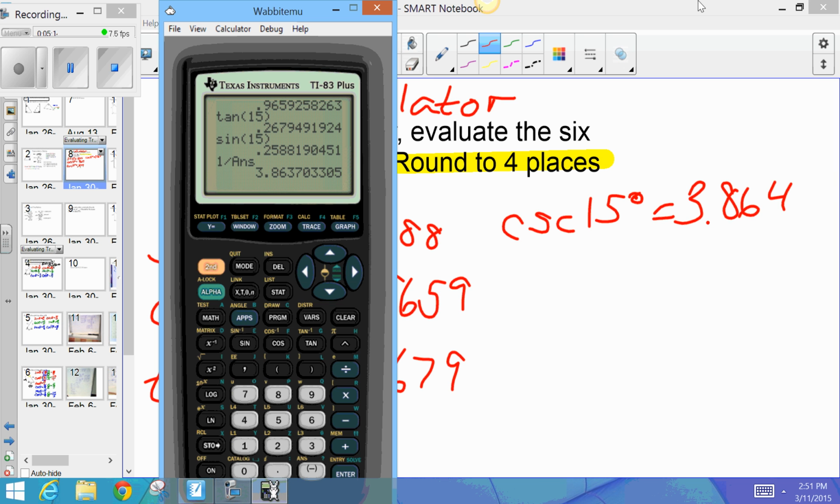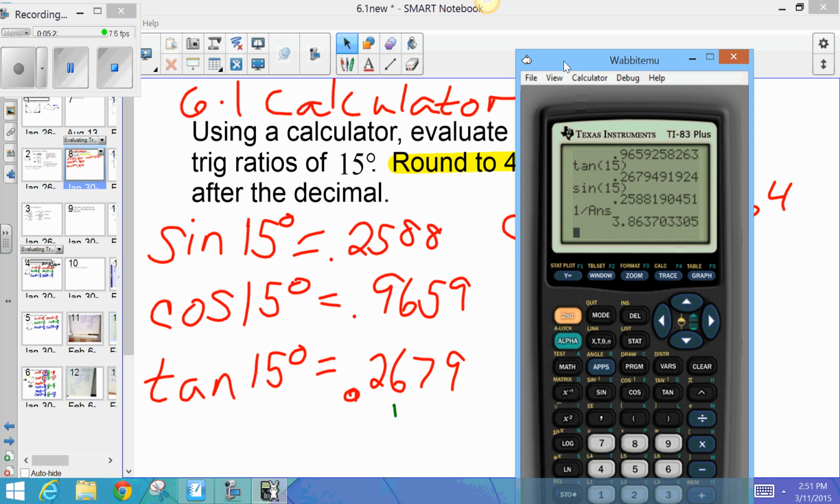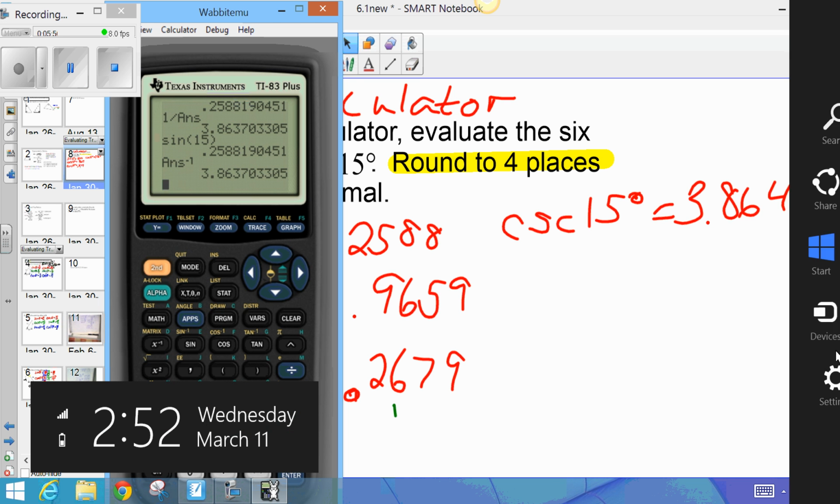Now let me show you something else. This key right here is the reciprocal key. It says x to the power of -1 on it. That is the reciprocal key. So I can do that with one keystroke as going sine 15 and then going reciprocal. Okay? All right, so that's how you do the reciprocal functions.